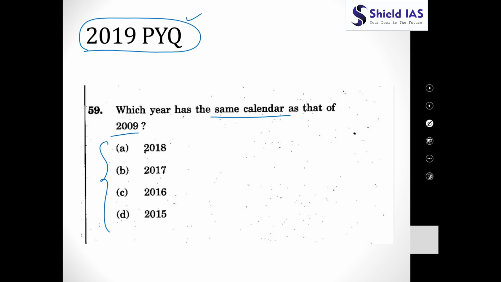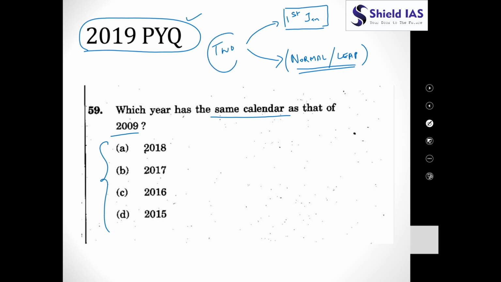So in order to build a calendar, there are only 2 pieces of information that are needed. First, if I can get the day on 1st January of that particular year, then I can build the whole calendar of that year. Second, I need to know whether the particular year is a normal year or a leap year. This will affect your calendar as well. So these two pieces of information, if I tell you, you can make the whole calendar by yourself.